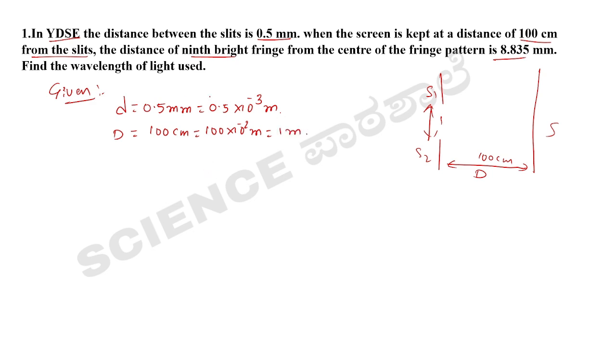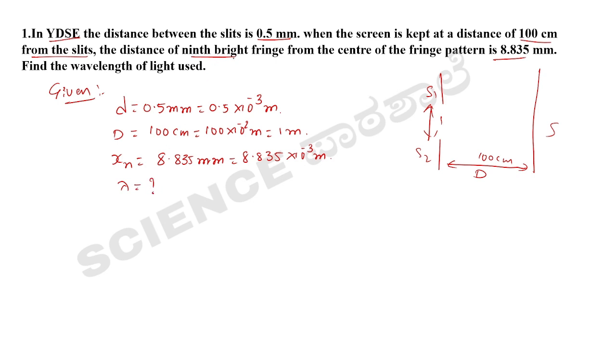Next, what are they given? The distance of the ninth bright fringe from the center of the fringe pattern is 8.835 millimeter. So xn is 8.835 mm, which is 8.835 into 10 raised to minus 3 meter. What do we have to calculate? We have to calculate lambda. Lambda is equal to question mark.